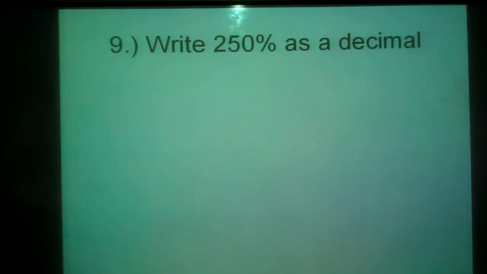Number 9, 250 as a decimal. We just divide it by 100. We should get 2.5 as a decimal, or basically just move our decimal over 2 spots.